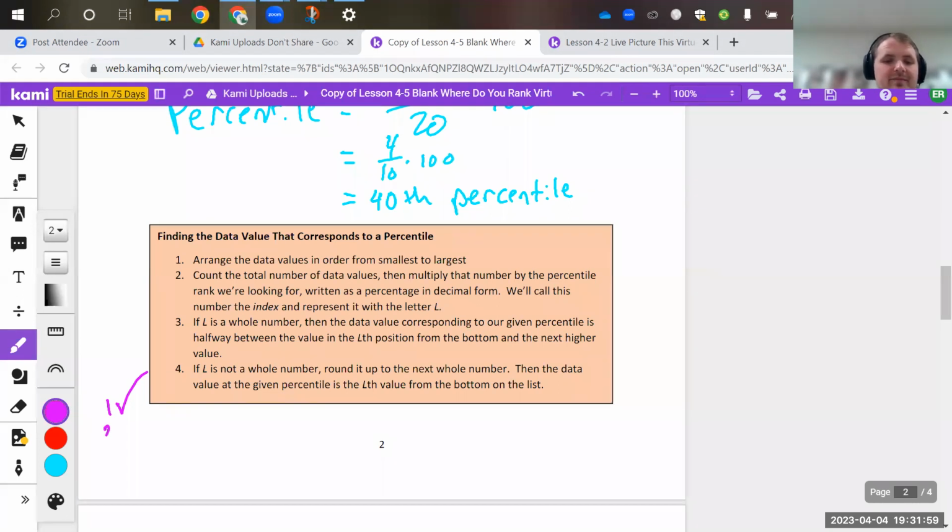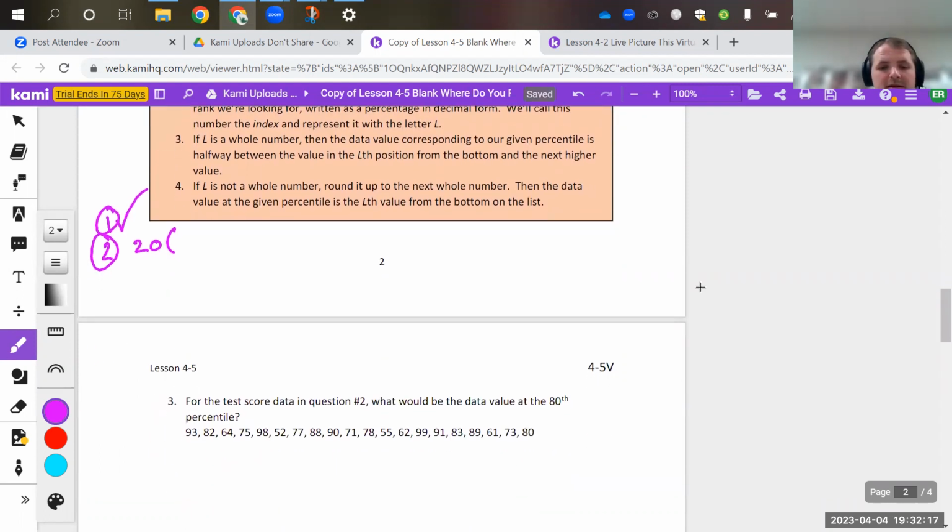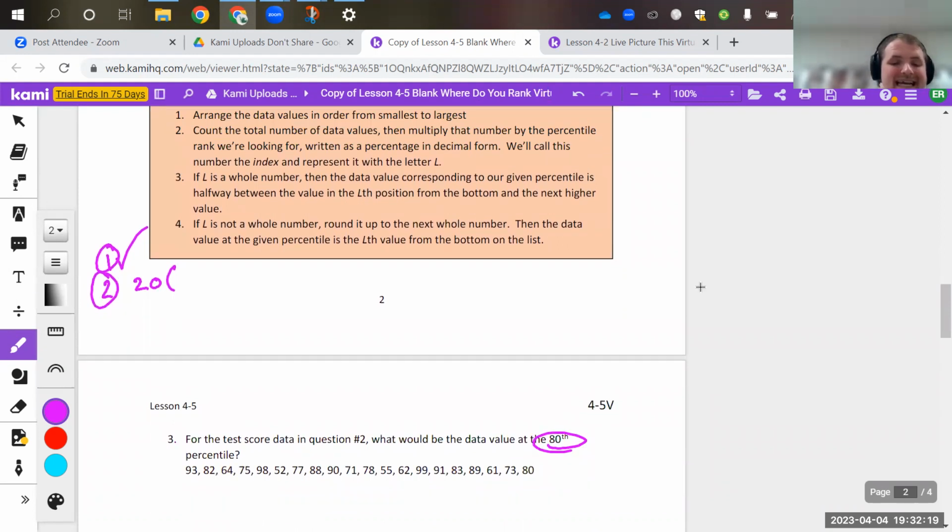So our second step: there were 20 data points. So we are going to do 20 data values times, I'm going to circle the one and the two so you know the steps, 20 times the percentile rank. Sorry, I didn't go to the question down here. We're looking at the 80th percentile. 20 times the 80th percentile, and we want to write that as 20 times 0.8. That is going to be equal to L, which specifically is 16.